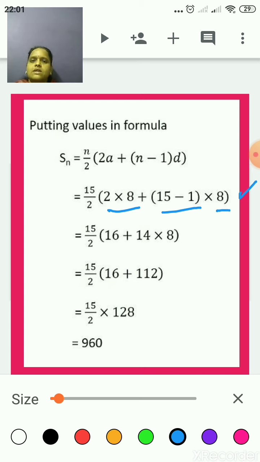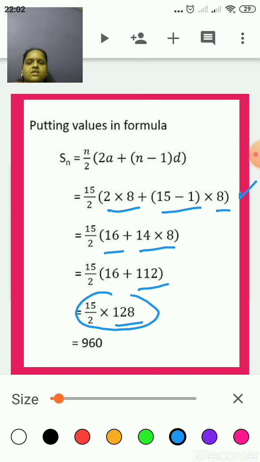8 2s are 16. 15 minus 1, 14. 14 into 8. 14 8s are 112. Plus 16 is 128. So if you simplify further with this calculation, you will get your final answer as 960. Hope this sum is also clear to all of you.